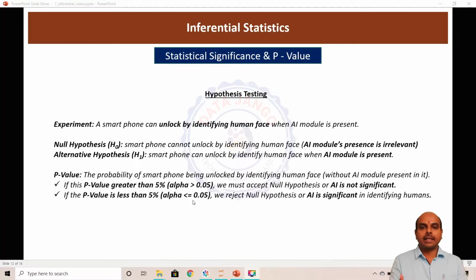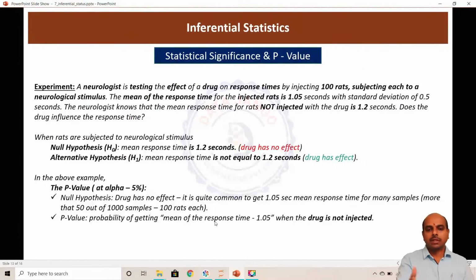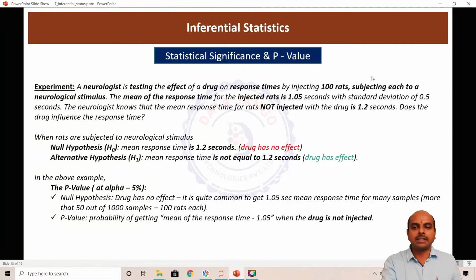Let's try to take another example and understand the p-value and the null hypothesis, alternate hypothesis and hypothesis testing. This time a little bigger example and a statistical problem. So there is a neurological stimuli which is injected to the drugs. Historically it has been injected and we are getting around 1.2 seconds of mean response time. The sample size is 100.